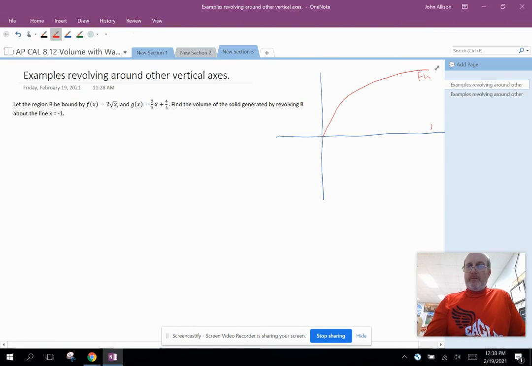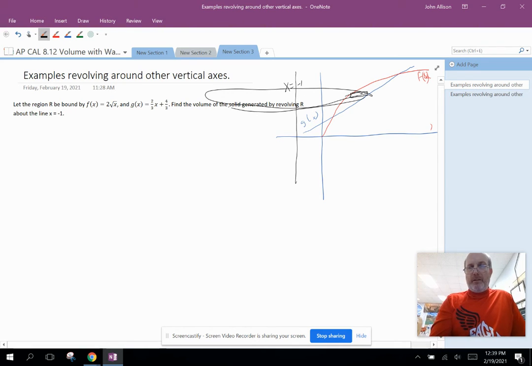Let's say that's the curve f of x. And let's call this the curve g of x. And then the line x equals -1 is here. And so what we're going to be doing is looking for this region R rotated about the line x equals -1 with that inside washer taken out.